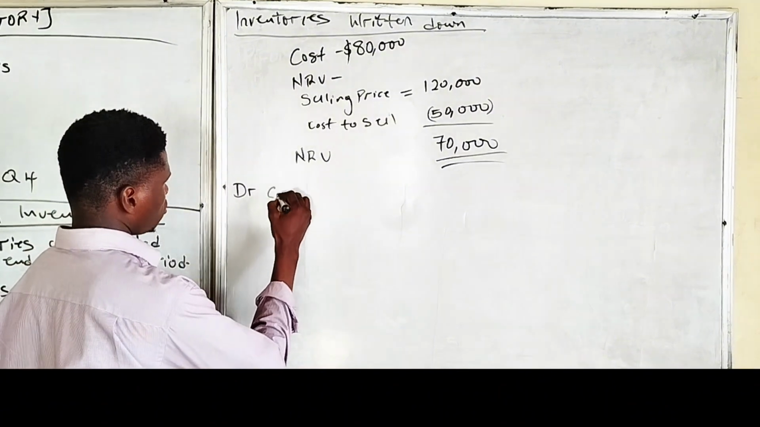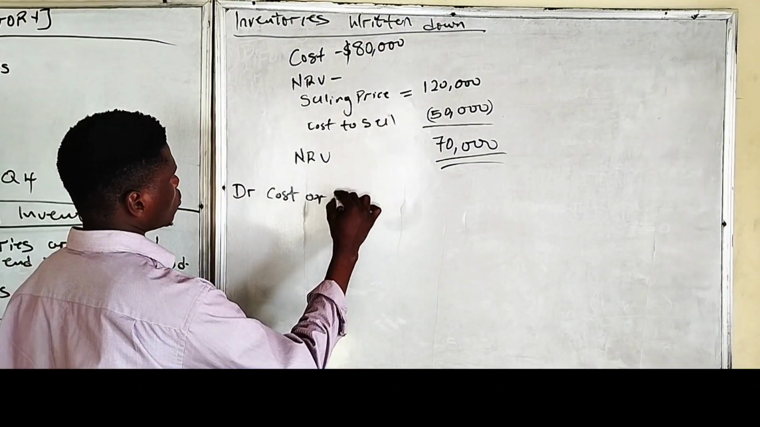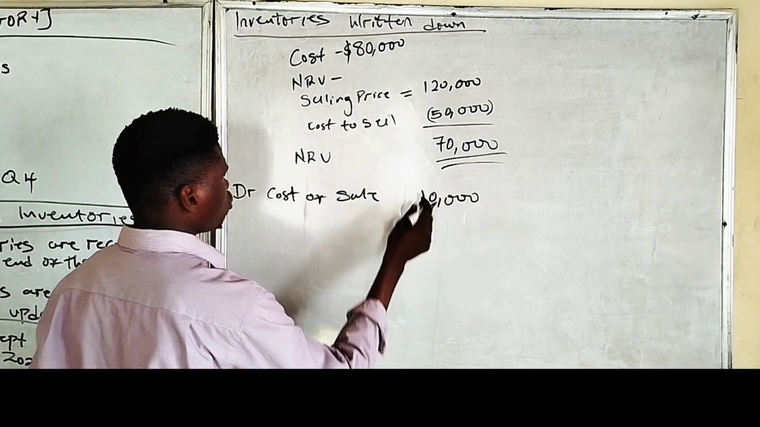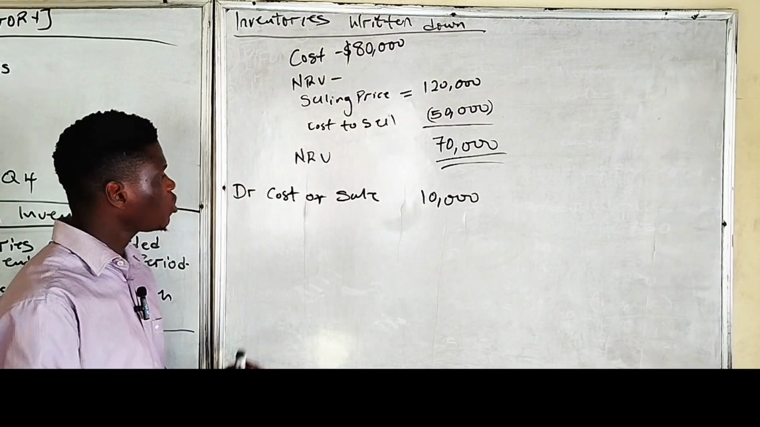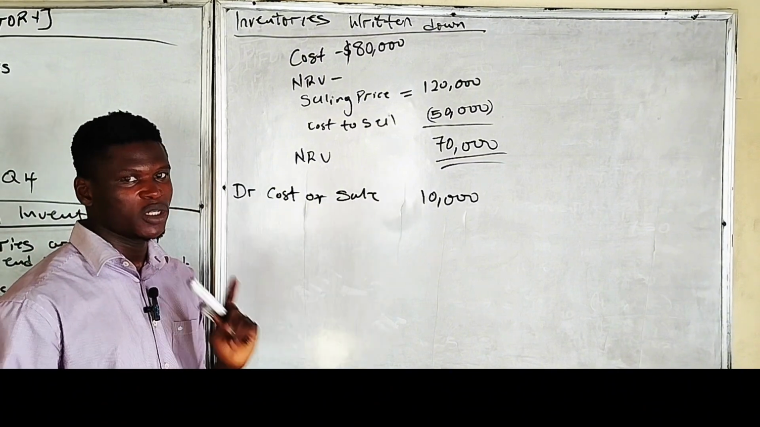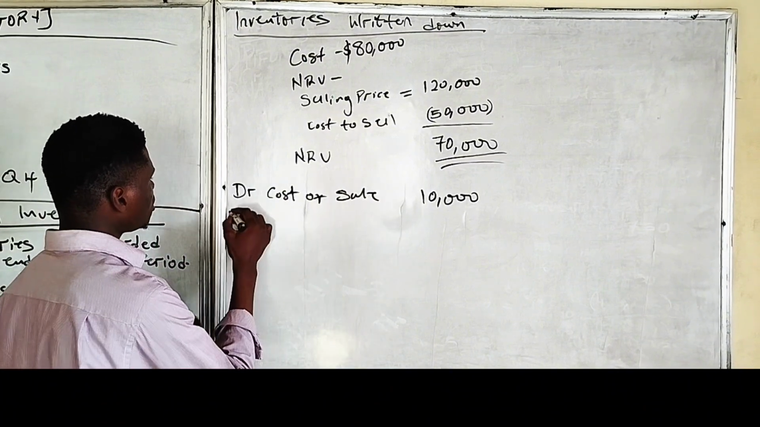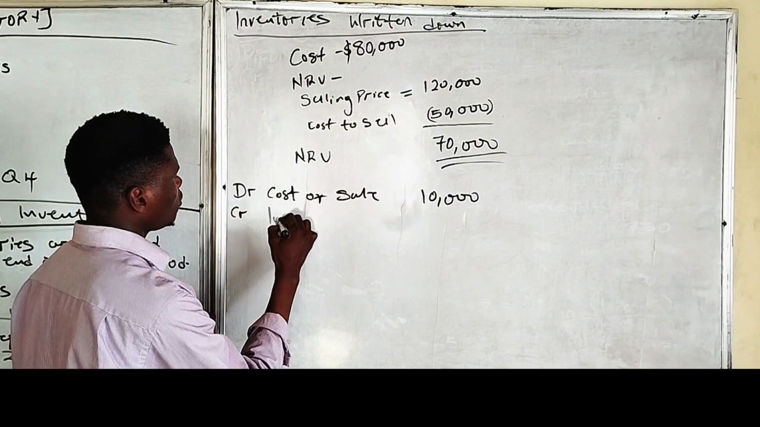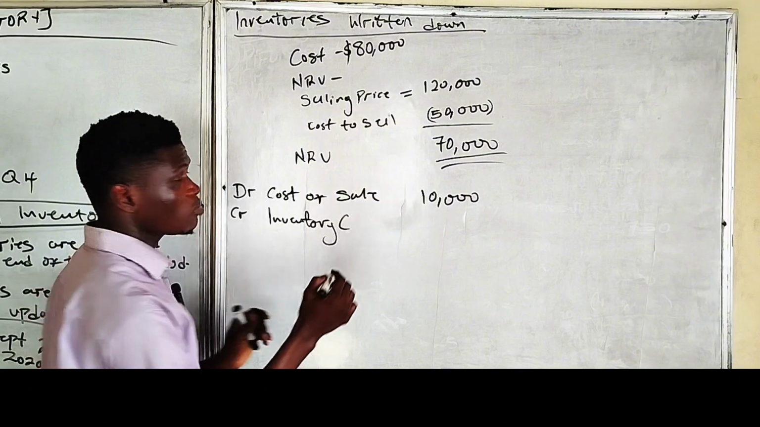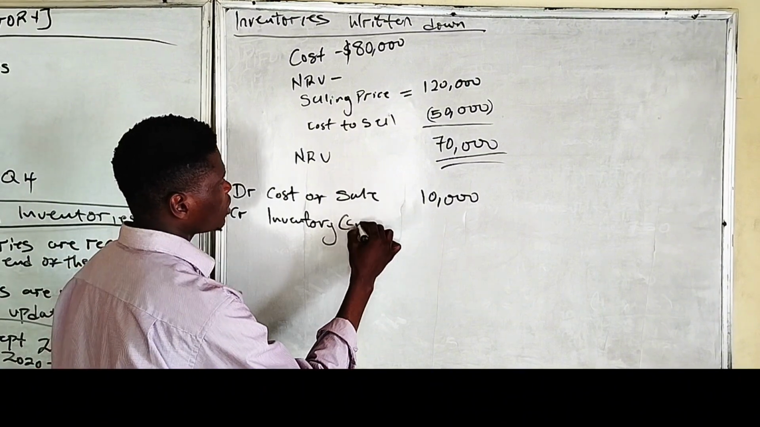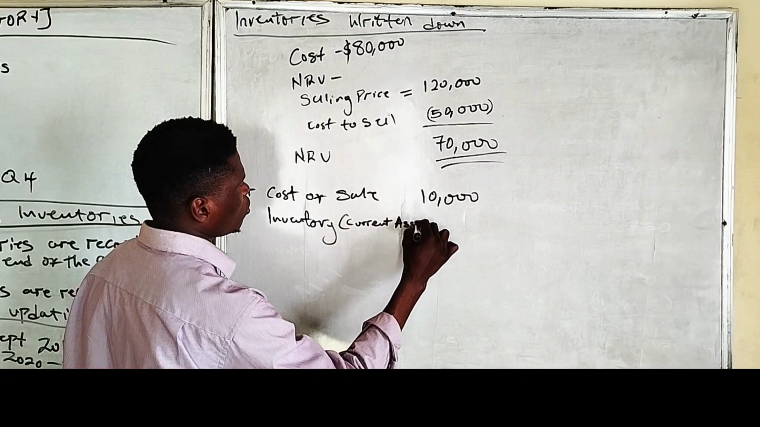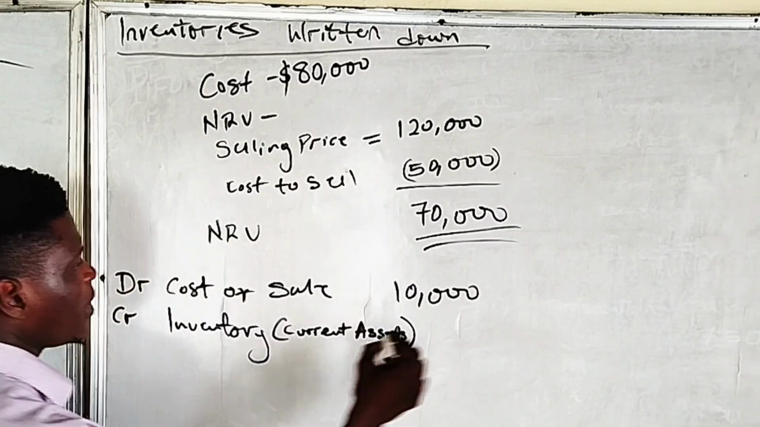So we will debit cost of sale by 10,000. So we're adding 10,000 to cost of sale. Cost of sale is an expense. If you are debiting an expense, it means we are adding to the expense. Don't forget, we will credit inventory itself. Remember, inventory is a current asset in the statement of financial position. We will credit it by 10,000.